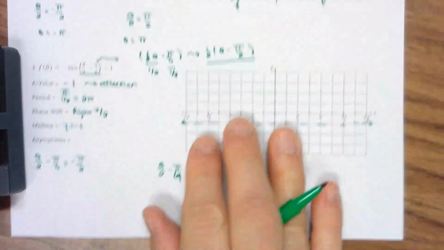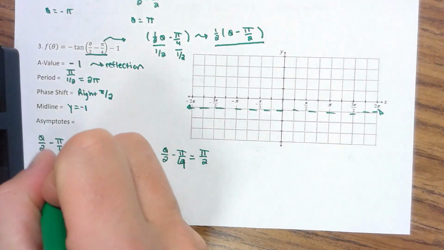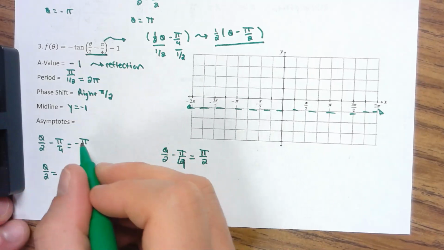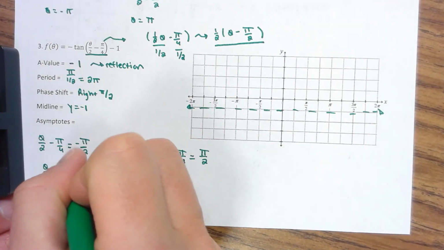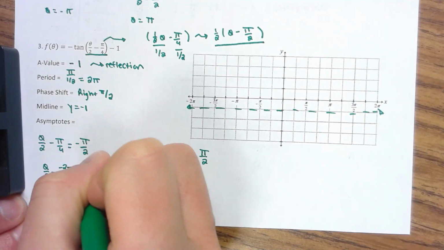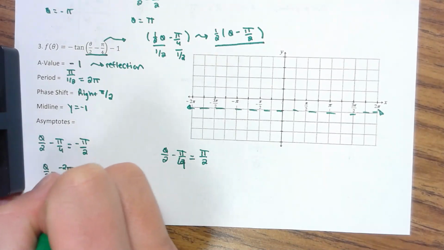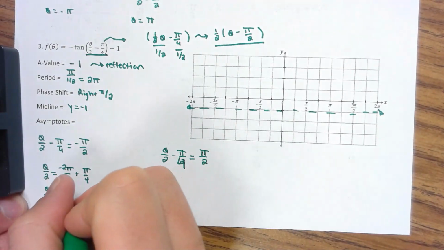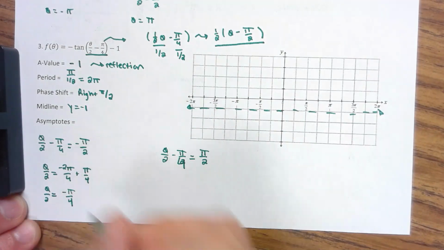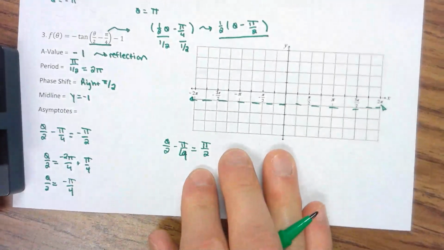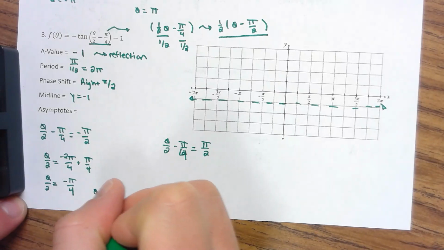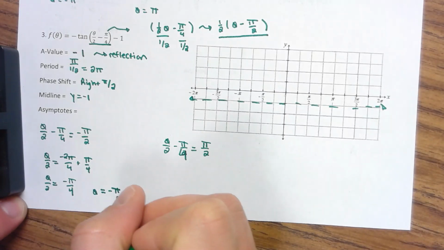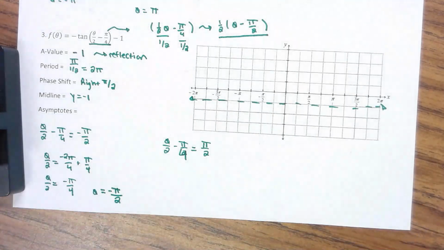So I need to get a common denominator when I go ahead and add these. So theta divided by 2, that would be negative 2 pi over 4. I'll just write it all out. Negative 2 pi over 4 plus 1 pi over 4, making theta over 2 equal negative pi over 4. And then to get rid of dividing by 2, I'd multiply everything by 2, making theta negative 2 pi over 4, which reduces down to negative pi over 2.